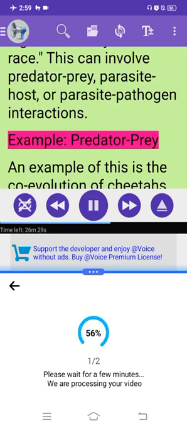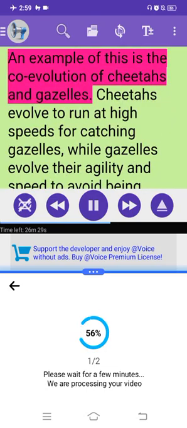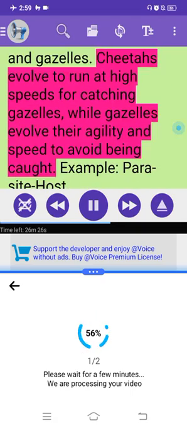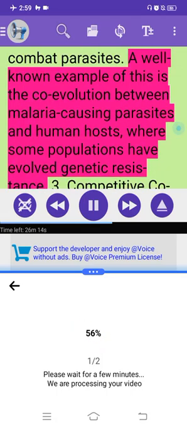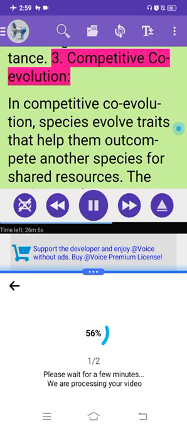Example, predator-prey. An example of this is the coevolution of cheetahs and gazelles. Cheetahs evolve to run at high speeds for catching gazelles, while gazelles evolve their agility and speed to avoid being caught. Example, parasite-host. Parasites often evolve strategies to evade the immune systems of hosts, while hosts evolve defense mechanisms to combat parasites. A well-known example of this is the coevolution between malaria-causing parasites and human hosts, where some populations have evolved genetic resistance.